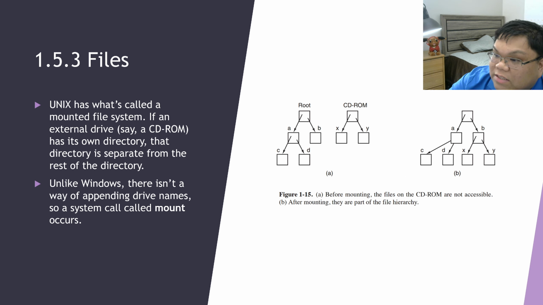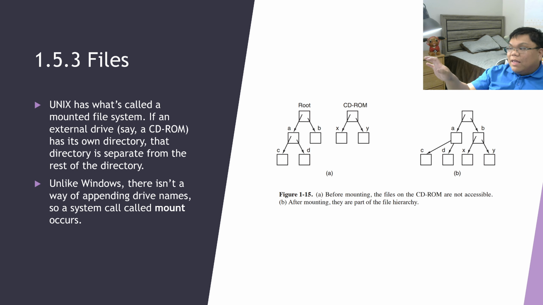Unix also has something called mounting. Unix has what's called a mounted file structure. If an external drive has its own directory that's separate from the rest of the directory, we need a means of combining the two directories into one. So in Windows systems, we would just simply have what's called a C drive, usually, or maybe it's a D drive if you have multiple drives.